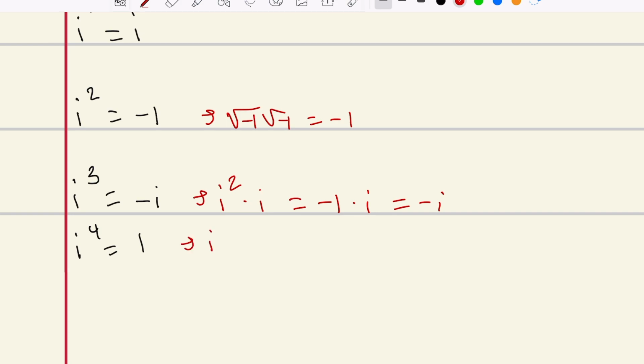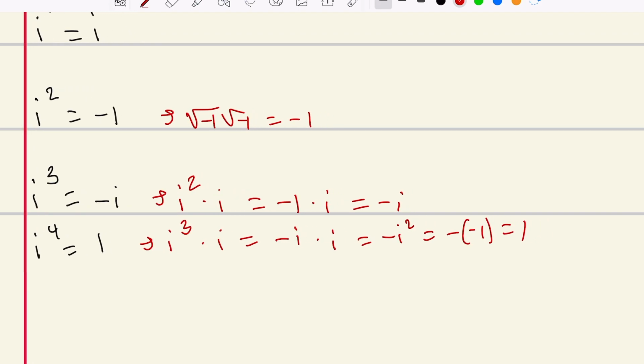So now let's reduce this one as i to the power 3 times i, which we get negative i times i, which we get negative i squared, which reduces as negative times negative 1 is 1. So memorize this as, it firstly goes as i, negative 1, negative i, and 1.